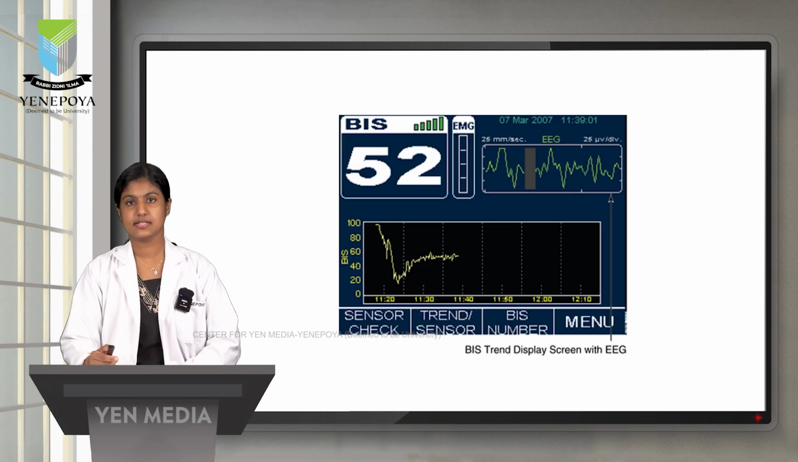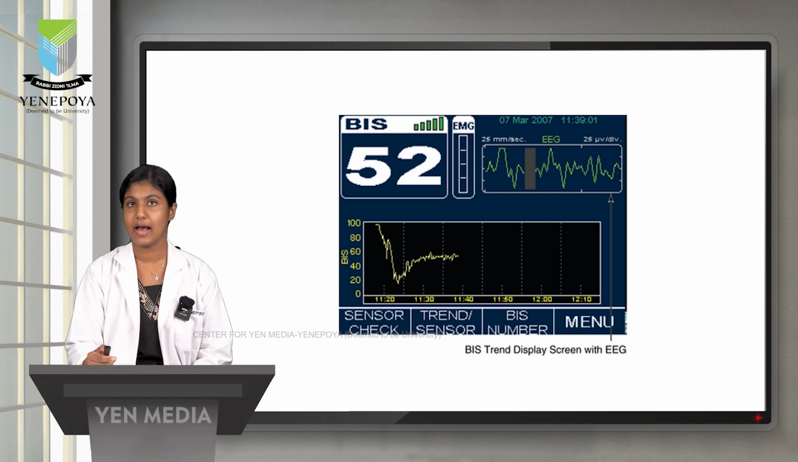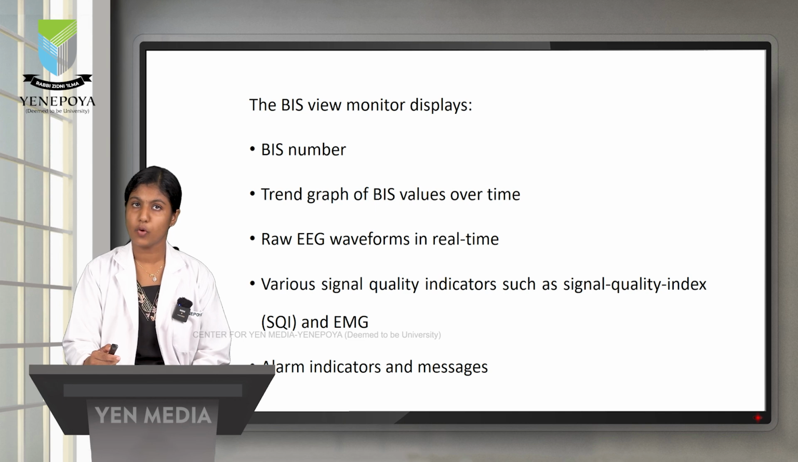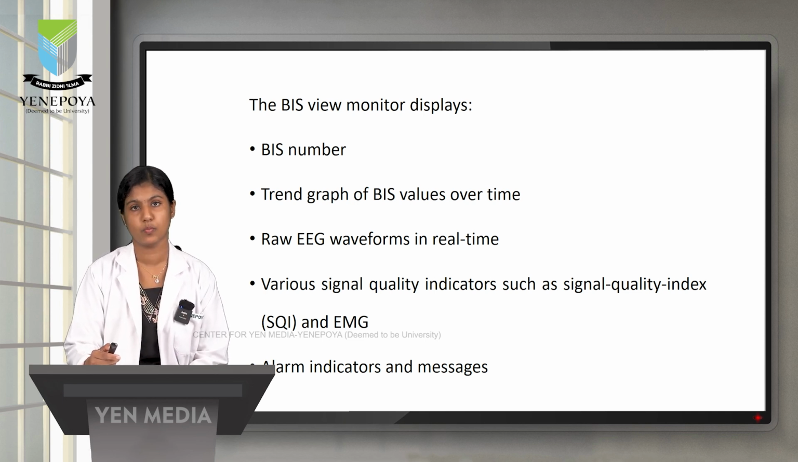You can see in this picture that there is the BIS value, and then there is EEG, and trend values along with the BIS index value. The BIS view monitor displays the BIS number, a trend graph of BIS values over time, raw EEG waveforms in real time, various signal quality indicators such as signal quality index and EMG, and alarm indicators as well as messages can be seen on a BIS view monitor.